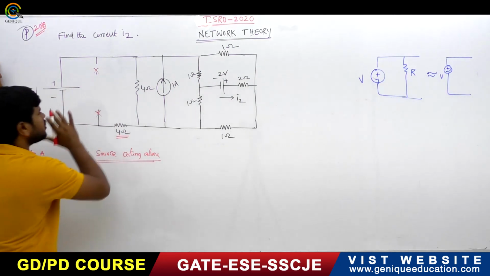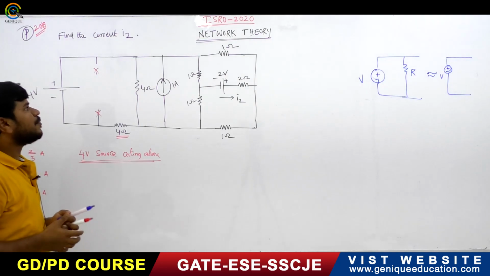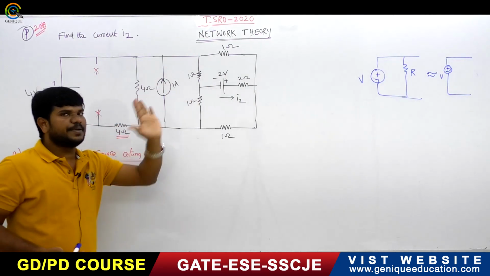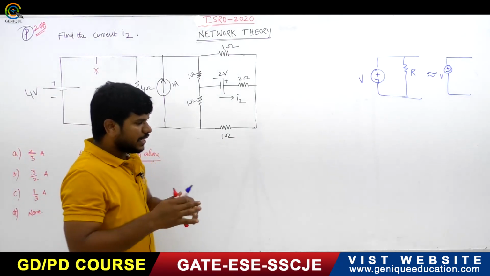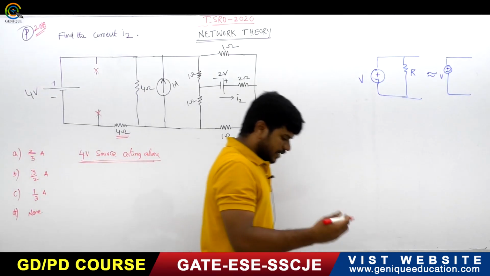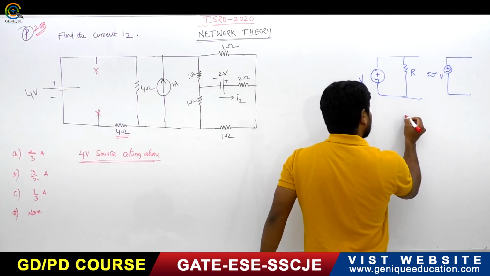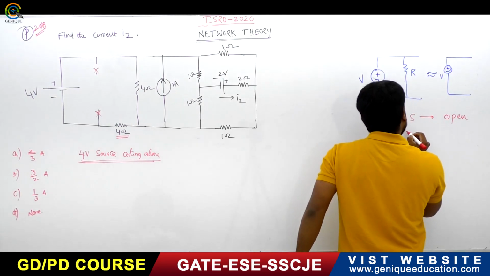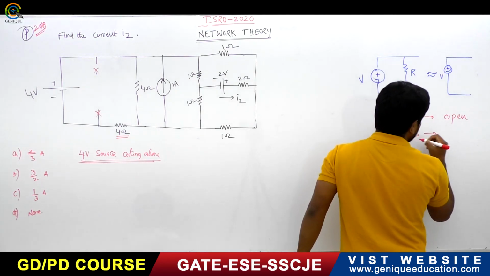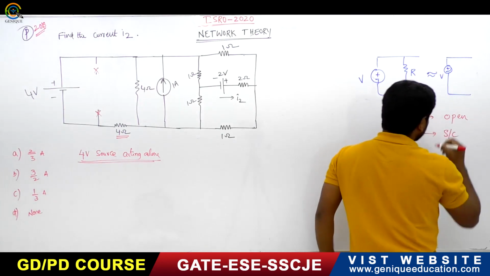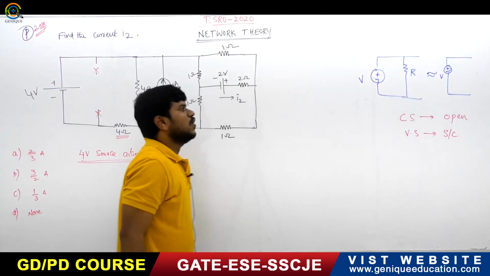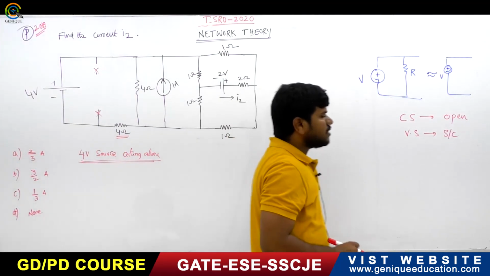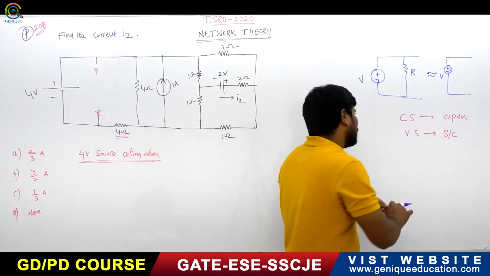If the 4 volt source is acting alone, what about the other sources? Okay, the other sources will be deactivated. What does deactivated mean? Deactivated means the current source is open circuited and the voltage source is short circuited. This is the thing you have to understand.